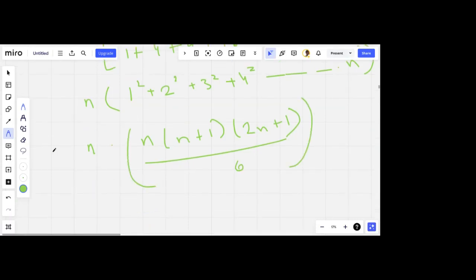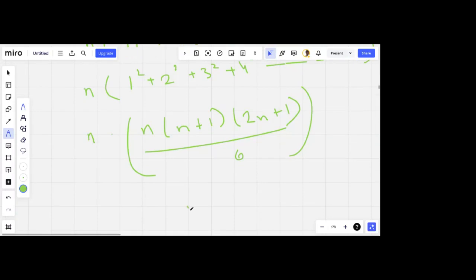Now, if you see this, out of this, the biggest term will be n cube. When you multiply n cube by n, it would be n to the power 4. So the time complexity for this is big O of n to the power 4. Clear, everyone?